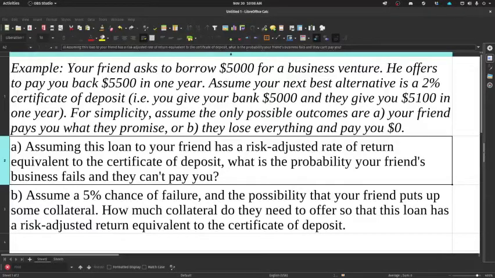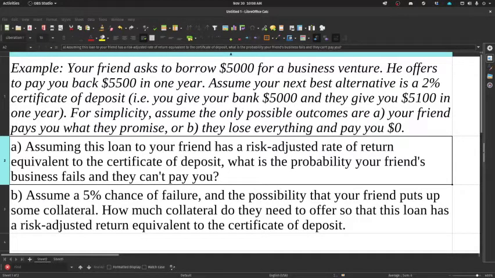All right, let's look at an expected value question. So let's say you've got a friend looking to borrow some money for some business. They want to borrow 5,000 bucks from you and they offer to pay you back $5,500 in 1 year. That's a 10% payment. That looks pretty decent, right?